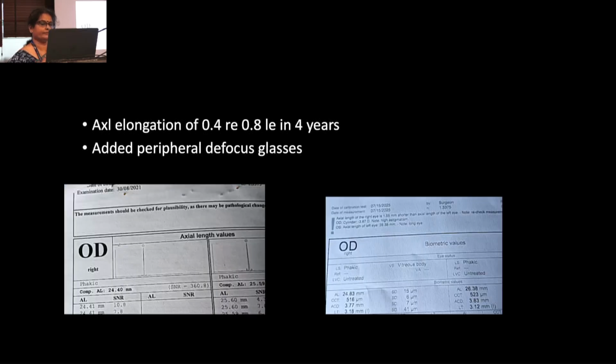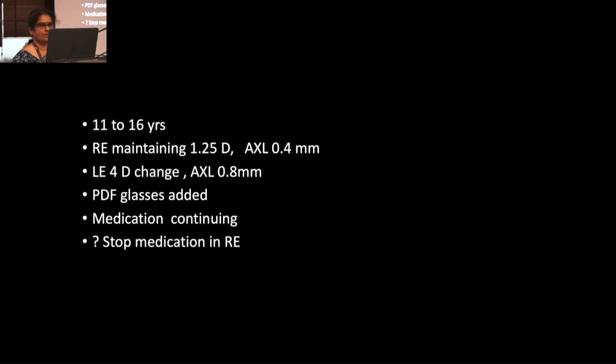And here we have the axial length, like if we have an axial of 21 we had taken and 25, and it was 0.4 in the right eye and 0.8 in the left eye. And we added peripheral defocus glasses also. And this is the summary, like 11 to 16 years, right eye is maintaining 1 to 1.25, and axial length is 0.4 and 0.8, and medication continuing.